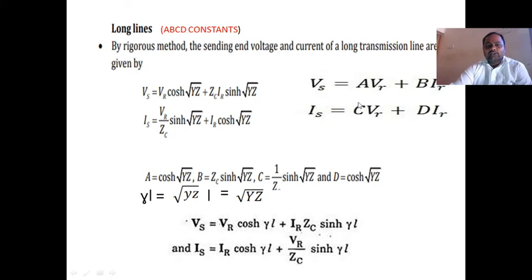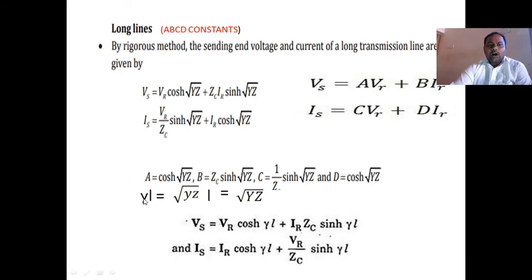Compare the two equations. What do you get? Constant A is equal to cosh(√yz·l), B is equal to Zc sinh(√yz·l), C is equal to (1/Zc) sinh(√yz·l), D is equal to cosh(√yz·l). So we get constant A equal to D; the circuit is symmetrical. We also get AD minus BC equal to 1. So the circuit is reciprocal; it obeys the reciprocity theorem.